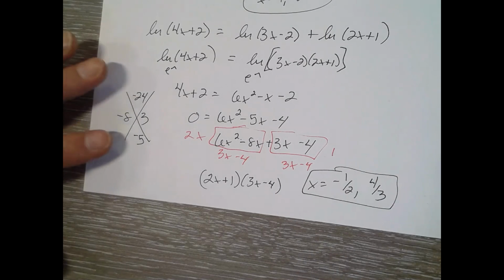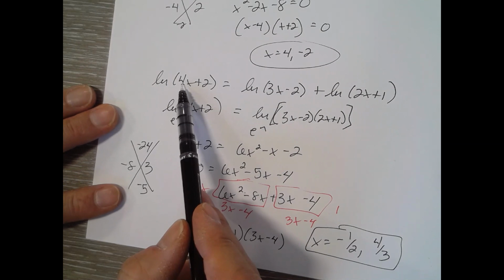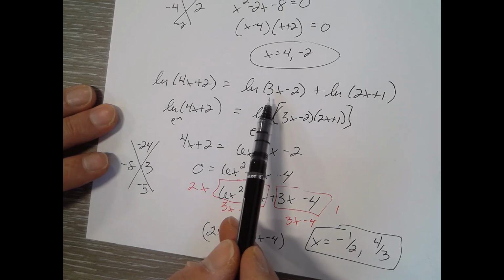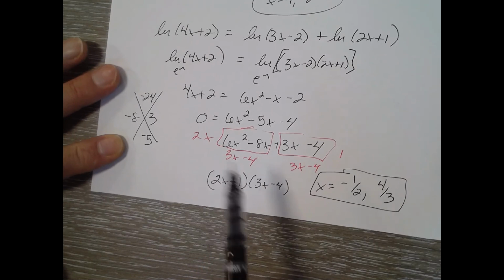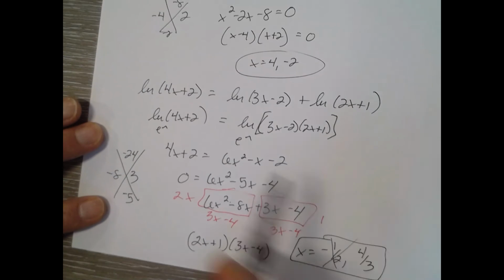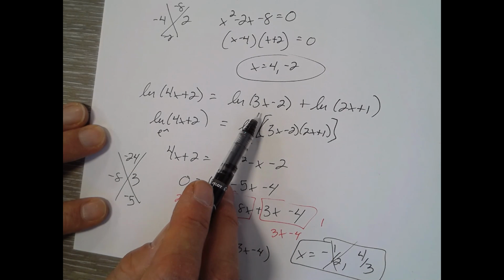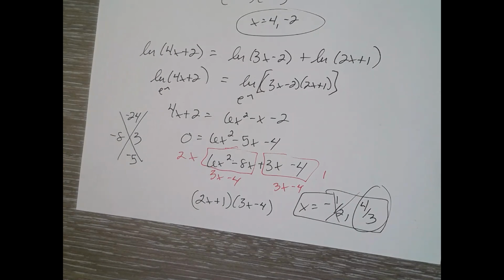Let's see if they both fit in the domain. So -1/2, if I plug it in here, that gives you -2 plus 2 is 0. We cannot take the natural log of 0. If I plug -1/2 in here, you're going to get a negative. So you can't take a natural log of a negative either. So -1/2 is not a possibility. 4/3, that's going to be positive, that's going to be positive, and that's going to be positive. 4/3 is the only solution for this problem. Questions on anything we talked about today?